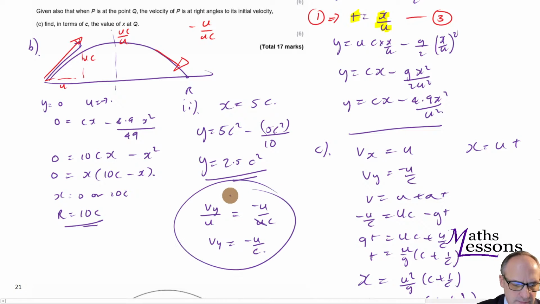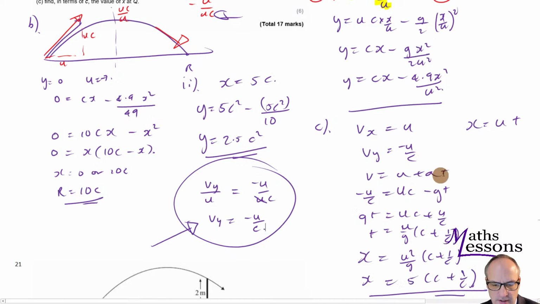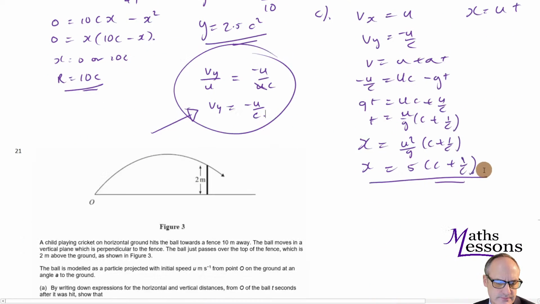So that was probably the tricky bit to work out, and then to shove it all in and get the right answers out. Really quite nasty. If you get this out, this is about as hard as it can get, I think, on a projectiles question.